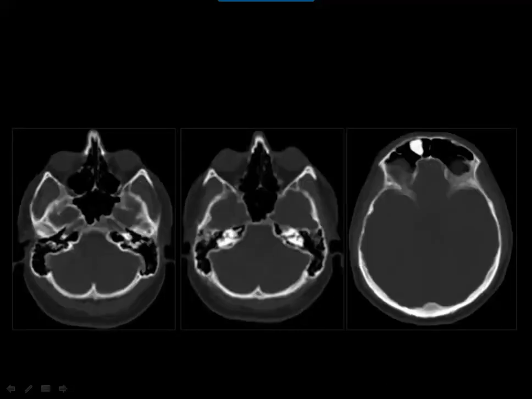Then going up, you will see the ethmoidal air cells and the sphenoidal sinus, the lateral orbital wall and the nasal bones. Then you see the orbit, you see the sphenoid sinus and then the ethmoidal air cells. And finally you come to the frontal sinuses. This is the left compartment, the right compartment, and there is a small osteoma on the right side.